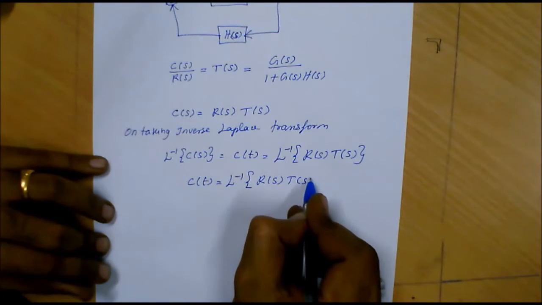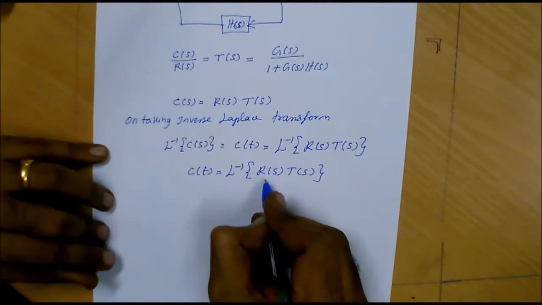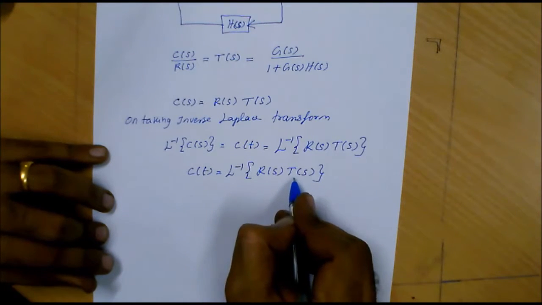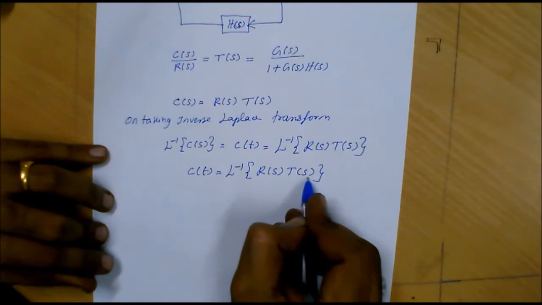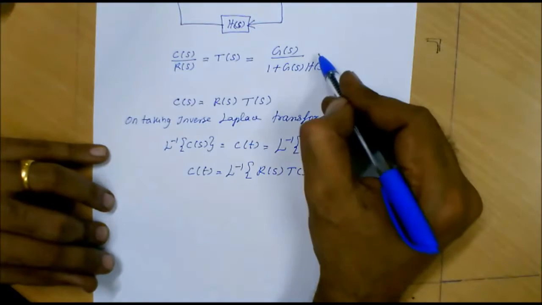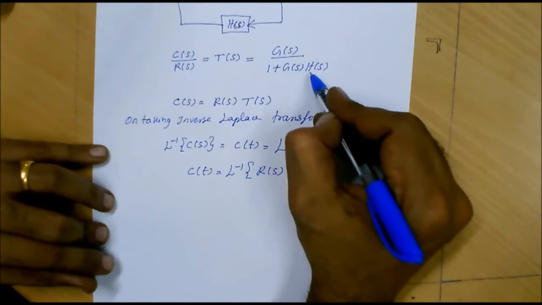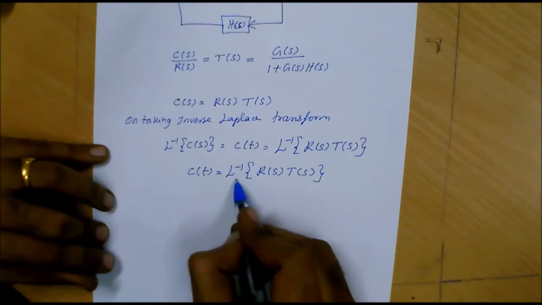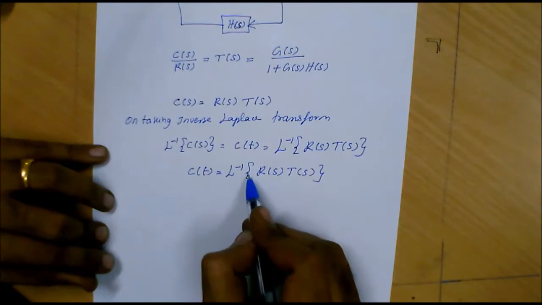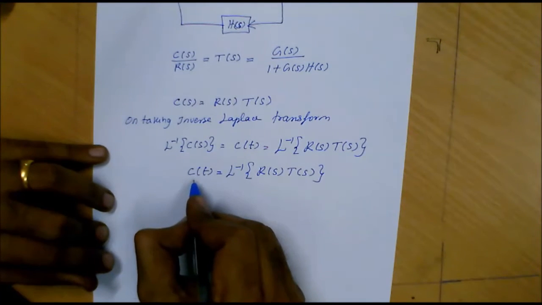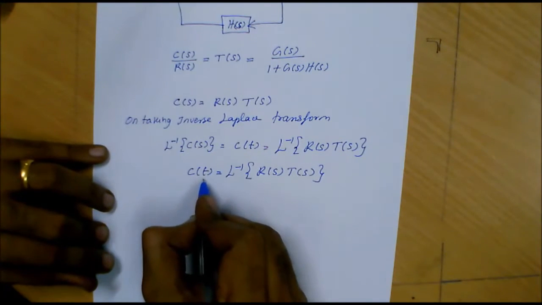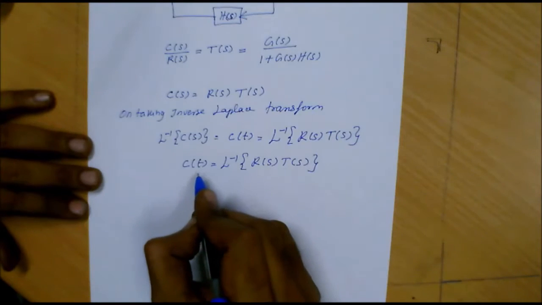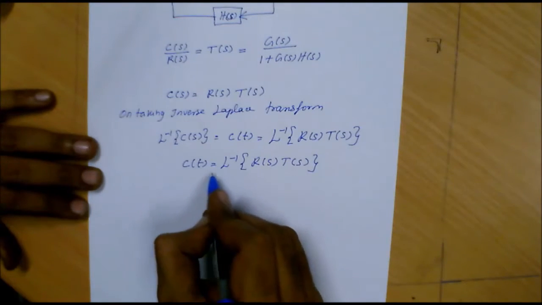So if we know the value of R of S, that is Laplace transform of the input, and the transfer function of the system T of S, here the T of S value is G of S divided by 1 plus G of S into H of S. If we know these two values, we can find the inverse Laplace transform to find the time response c of t. This equation gives the response of the system in time domain.